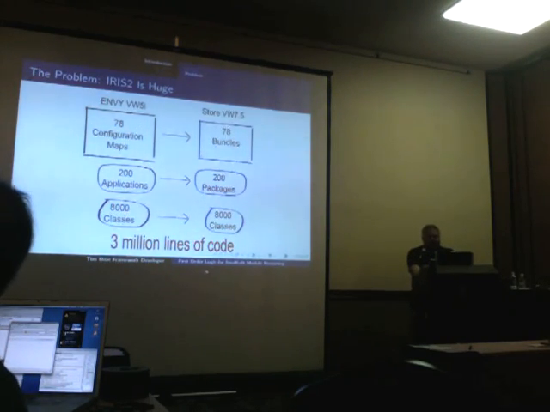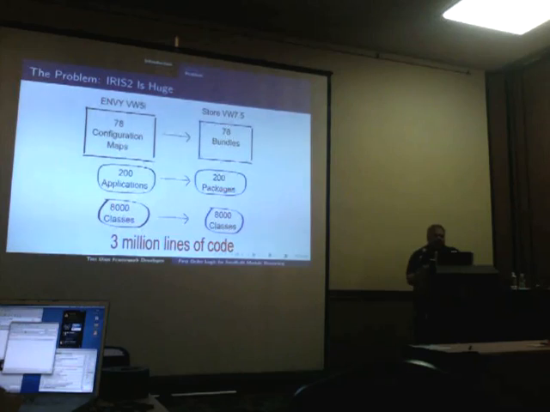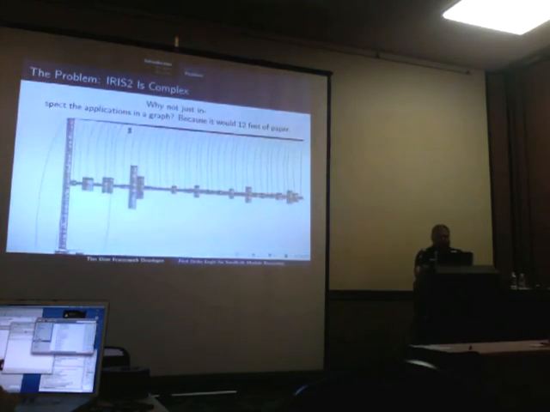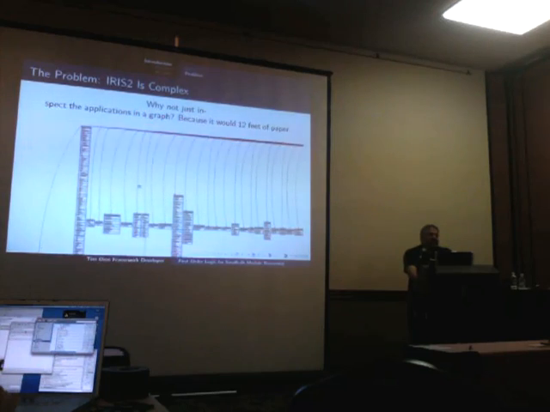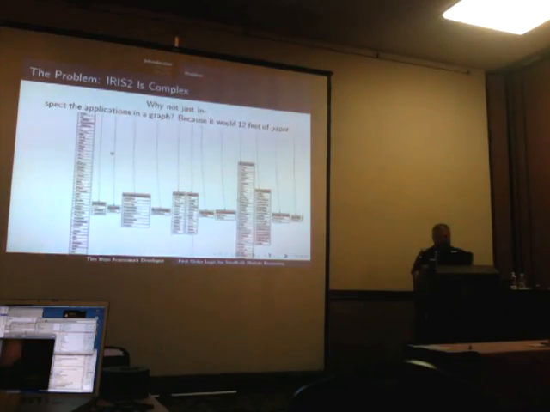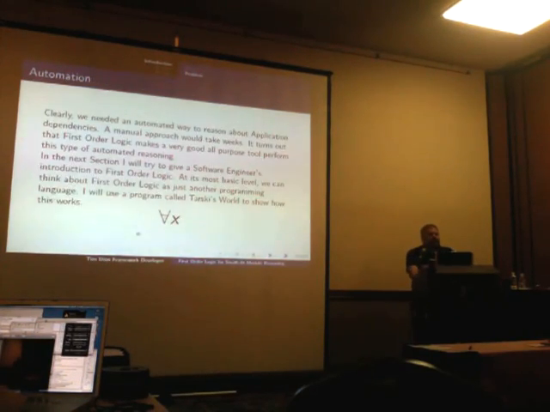So the problem is, again, Iris 2 is huge. We've got 8,000 classes in Iris 2. So, why wouldn't we just graph them out? Well, zoom in here. Because it would take 12 feet of paper. And it would take a long time sitting there with a pen, trying to find if all the dependencies are right. So clearly we needed an automated way to reason about application prerequisites. The manual approach would take weeks.